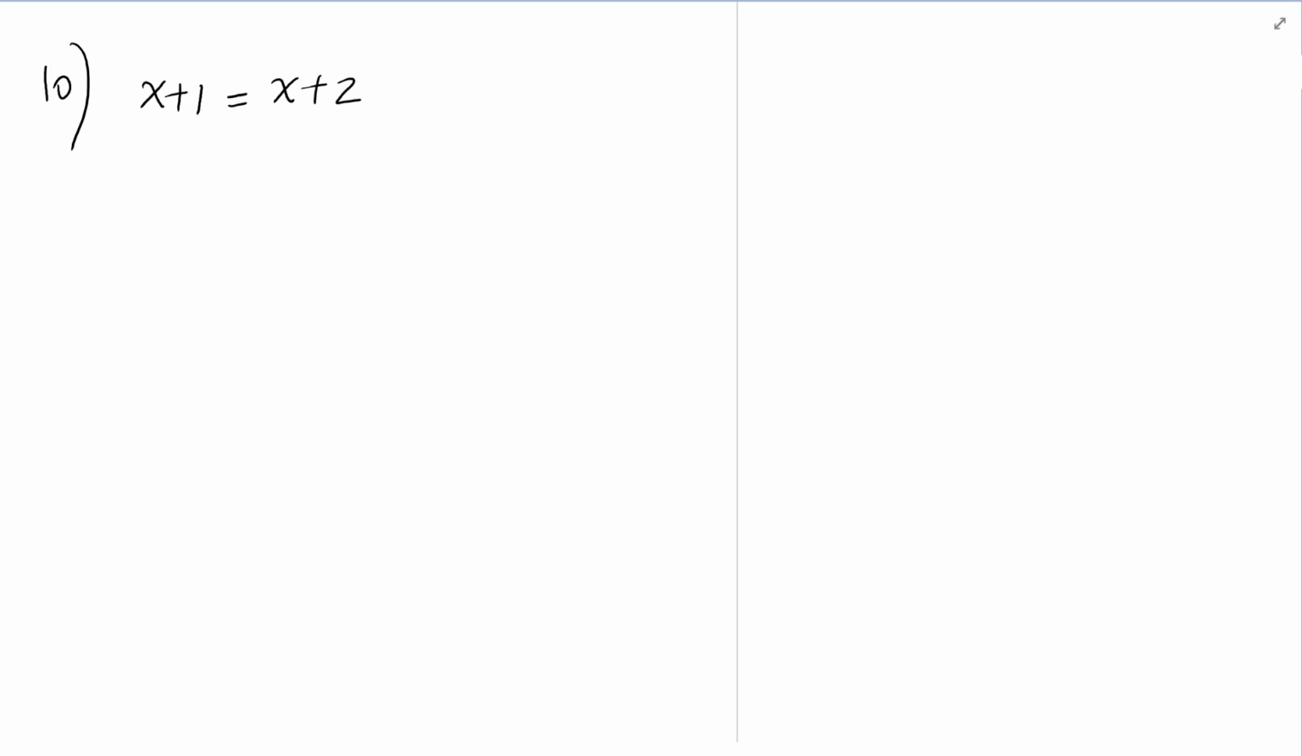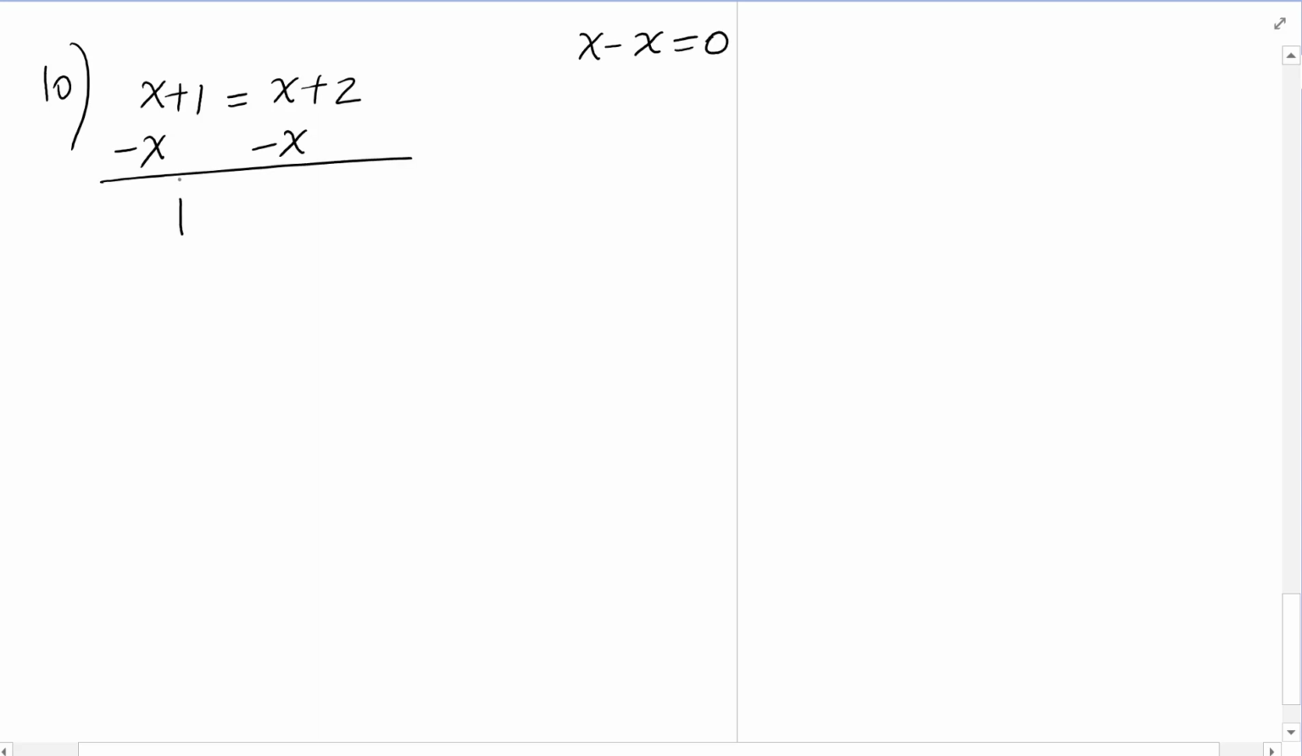Let's solve problem 10. So we have x plus 1 equals x plus 2. So I'm going to subtract x from both sides. And we get 1, because x minus x is 0. So x minus x is 0, plus 1, we get 1 on the left side, and x minus x is 0, and we get 2 on the other side. Well, 1 equals 2, that's false.